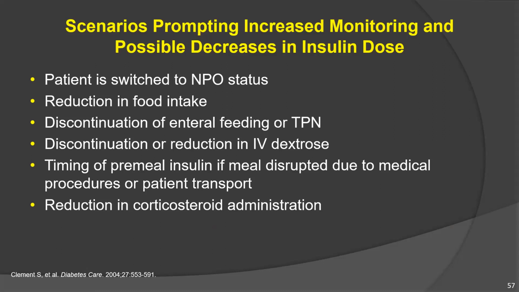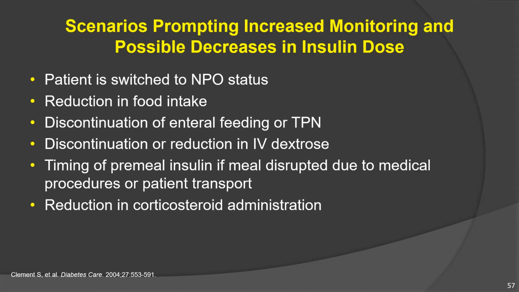Scenarios prompting increased monitoring and possible decreases in insulin dose. So keep these things in mind when someone is on insulin infusion or insulin regime. When a patient is switched to NPO status, you may have to alter the insulin regime and decrease the dose. Reduction in food intake: the patient is not eating, having nausea, vomiting. There is discontinuation of enteral feeding or TPN. There is discontinuation or reduction in the IV dextrose for any reason. Such a patient would not require insulin in such high doses, so you have to alter the regime.